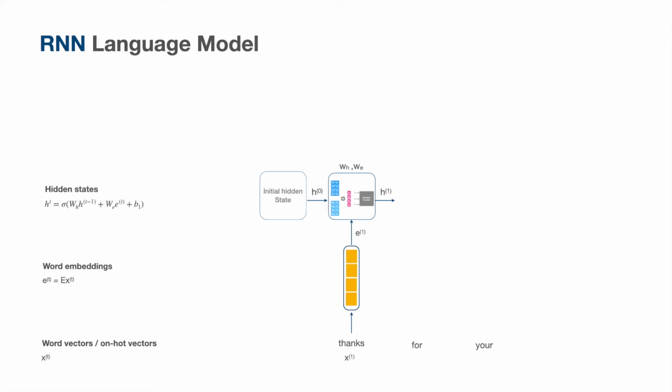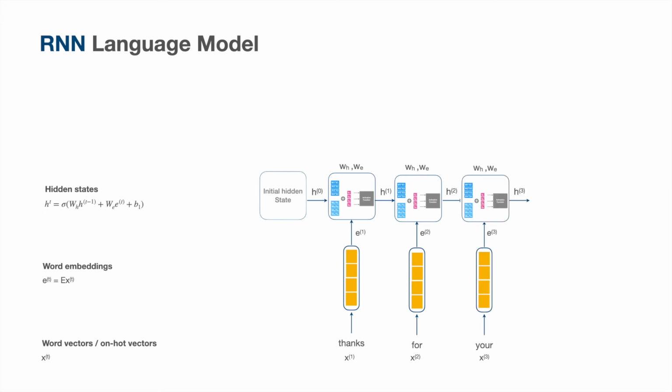And this is how we would perform the operations inside the neuron, which we have already discussed. Hidden states get multiplied by Wh, the input gets multiplied by We, and then the bias is b. At the next time step, we have a new word, "for". We call it x2. We'll perform the same operation, which will produce the output h2. Similarly, for the next time step, we have the word "your", and that will produce the output h3.